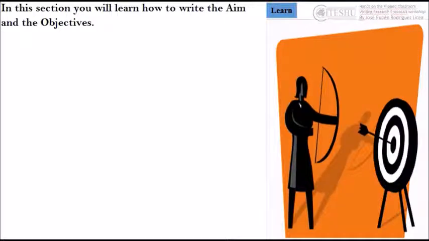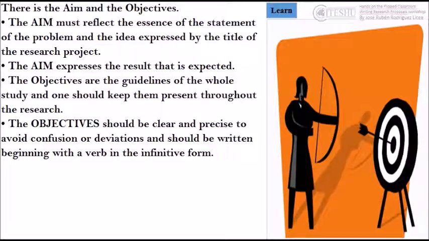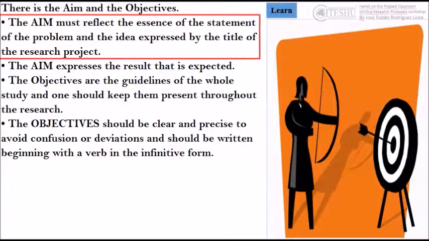In this section you will learn how to write the aim and the objectives. There is the aim and the objectives. The aim must reflect the essence of the statement of the problem and the idea expressed by the title of the research project. The aim expresses the result that is expected.